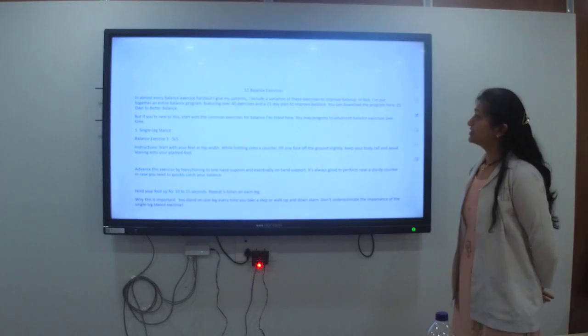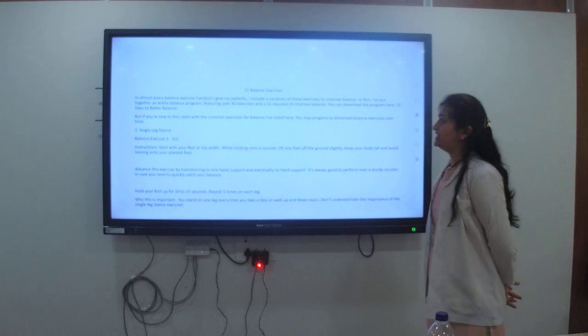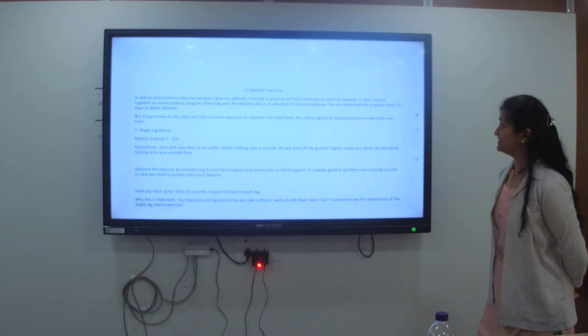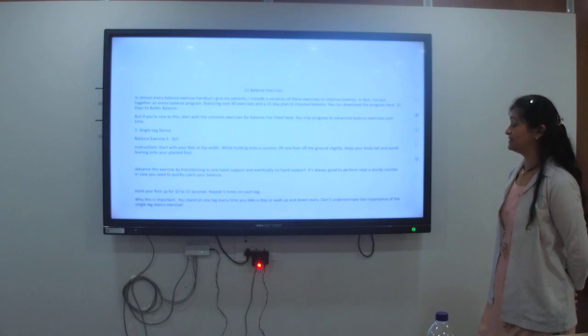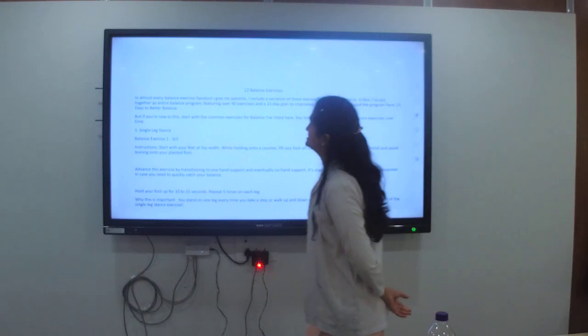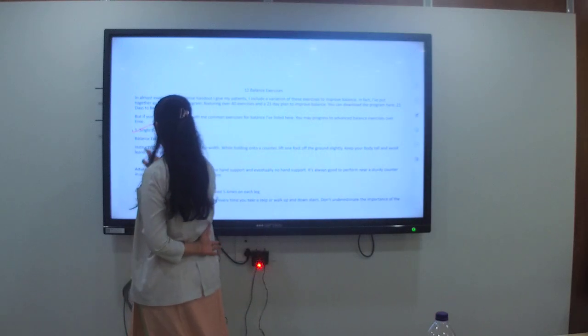Now next is, what are the exercises we'll see? In almost every balance exercise, patients, there are many variations in these exercises to be given to improve the balance. Okay, so the first here is the single leg stance.